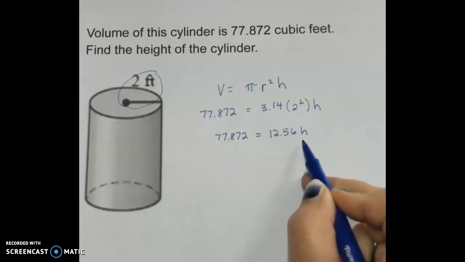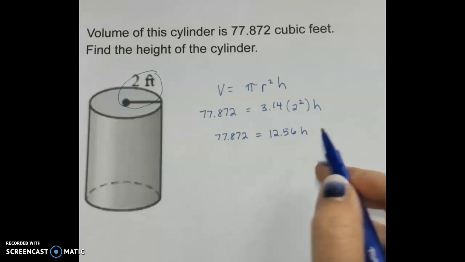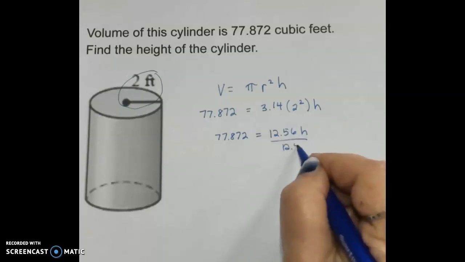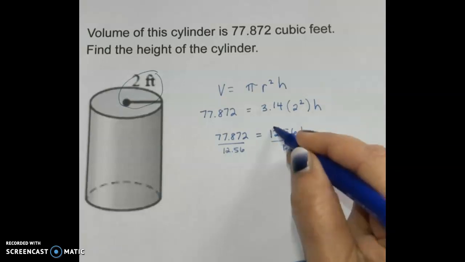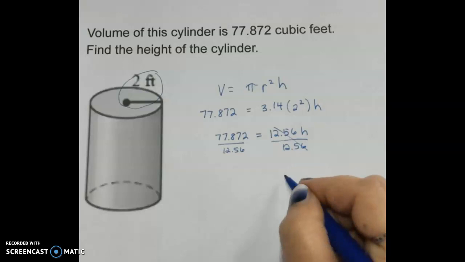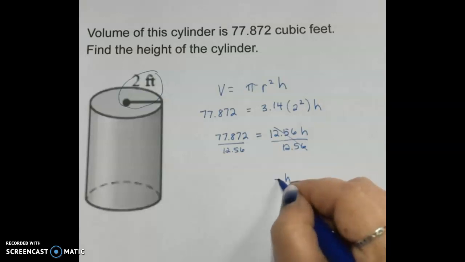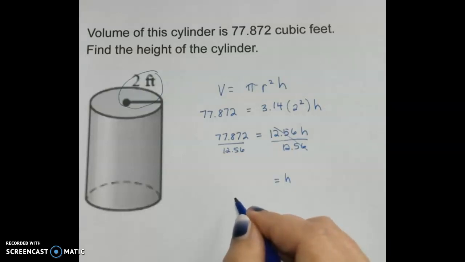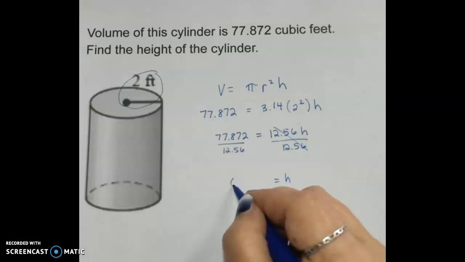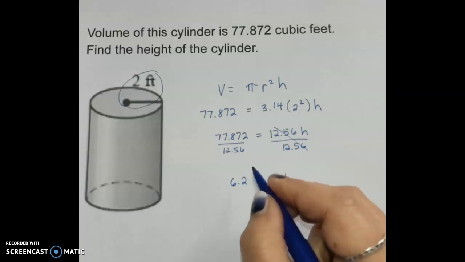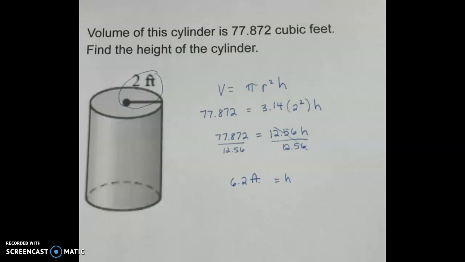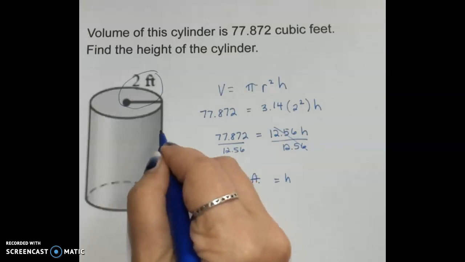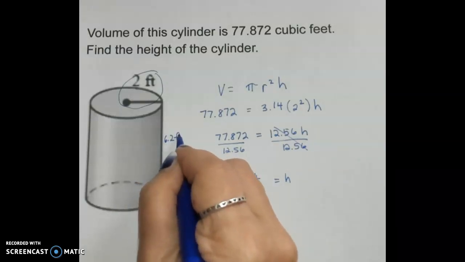And all we have to do to isolate h now is divide by 12.56, and we'll do that on both sides. Our 12.56s cancel out on the right. And when I divide 77.872 divided by 12.56, I end up with 6.2. And our label for this problem is feet, which means that the height of this cylinder is 6.2 feet.